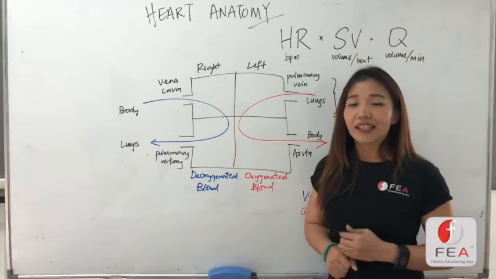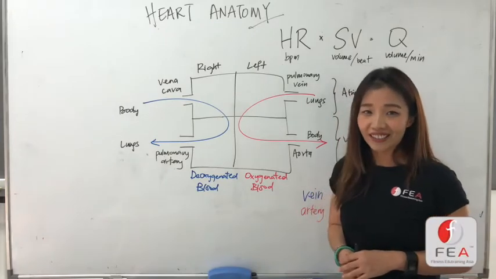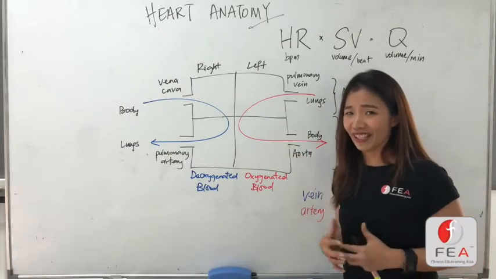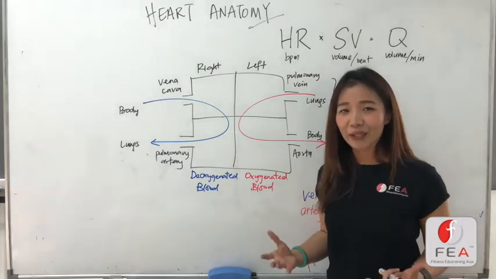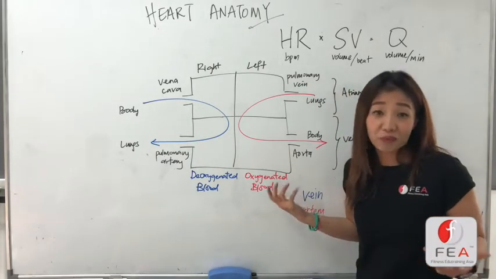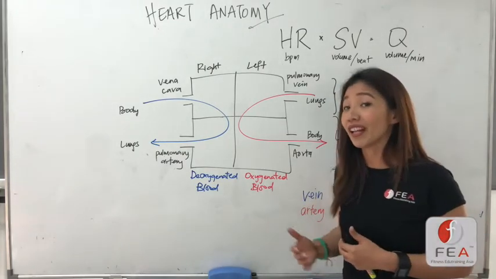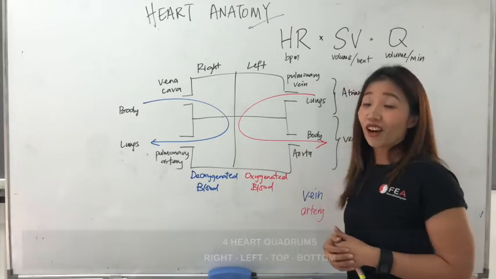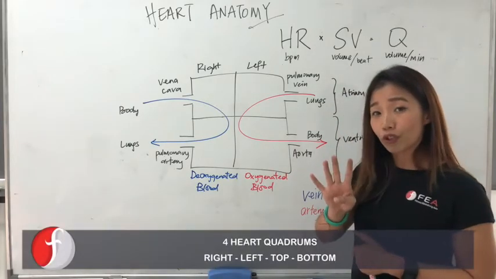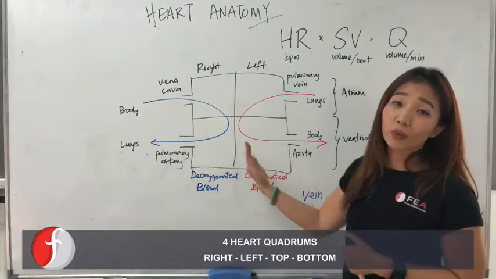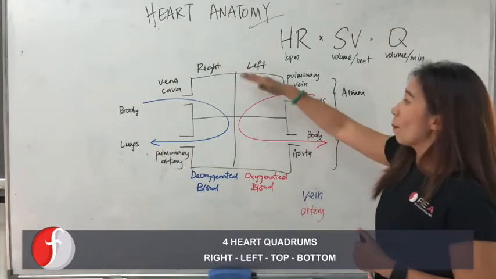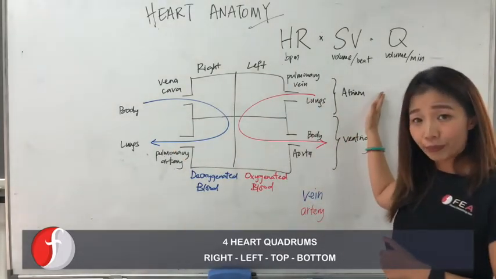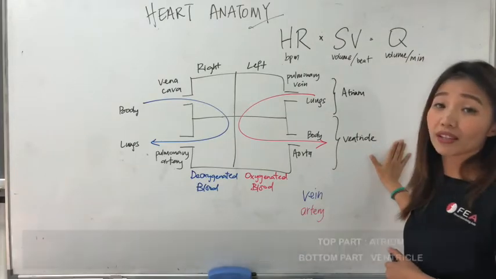Next, we're going to look at an illustration of your heart. Now, this does not look like the heart that you probably see in a textbook, but this is basically made simple for you to understand how the blood actually moves through your heart. If you look at your heart, there are four quadrants. We have the right side and the left side. The top part is known as the atrium, and the bottom part is known as the ventricle.